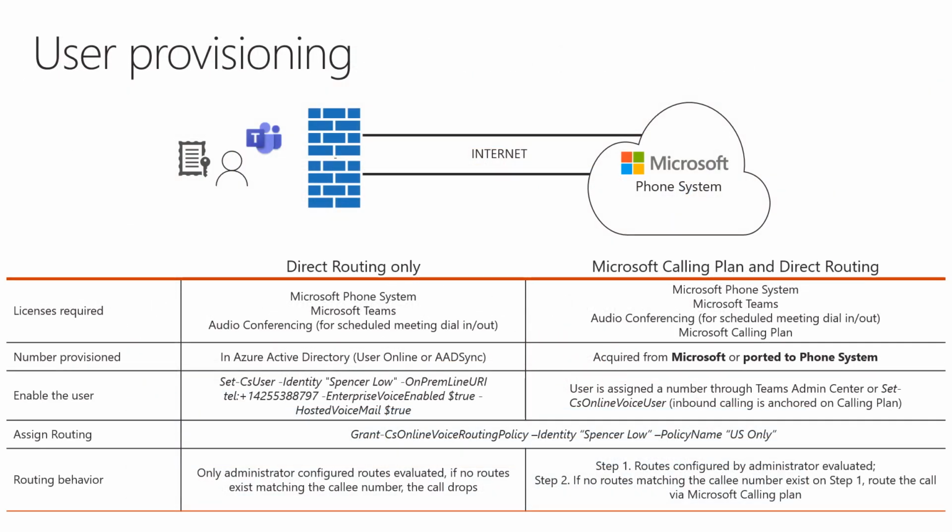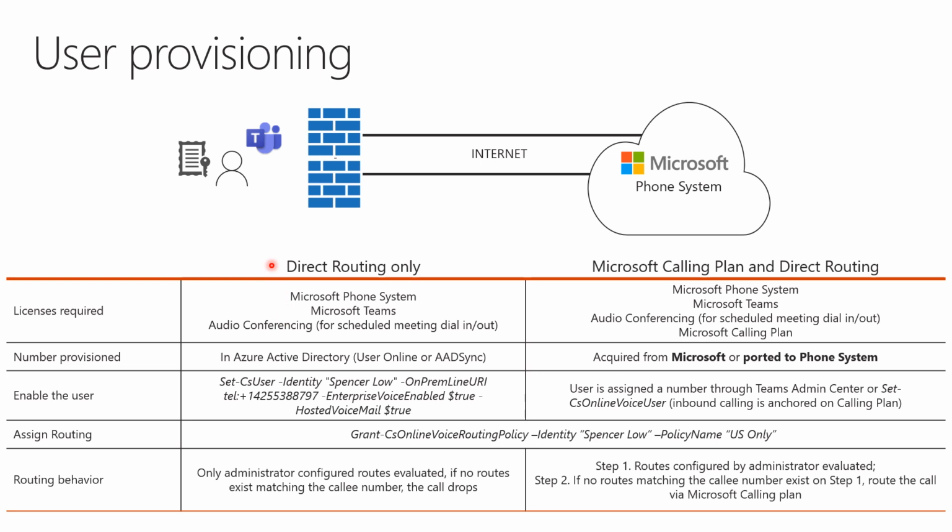Now that we have the session border controllers registered, we have the voice routing configured, the last step of the puzzle is to provision the user. Now, the users can be provisioned to only use direct routing, or they could be provisioned to use both direct routing and calling plans together. Let's start with direct routing only.